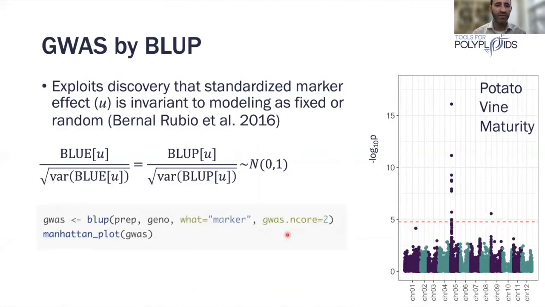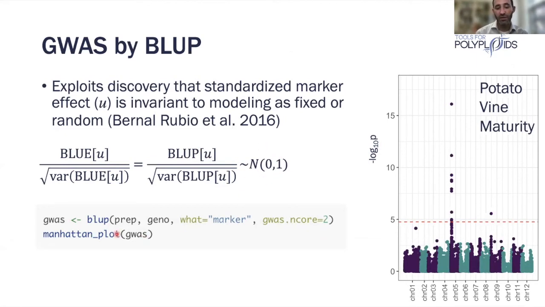So this uses a fairly new concept. It's only 5 years old or so that a set of scientists in animal breeding realized that standardizing marker effects by BLUB actually produces the same statistic as standardizing them by BLUB. Under both scenarios, they are standard normal random variables.